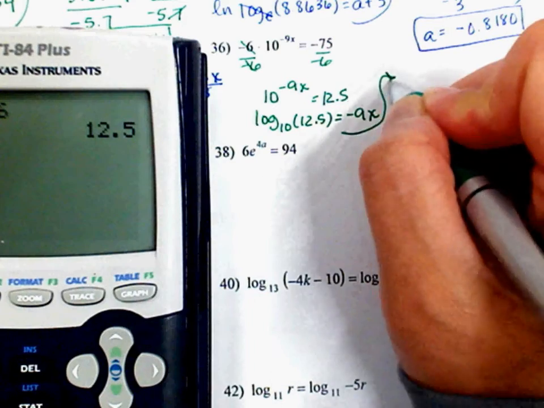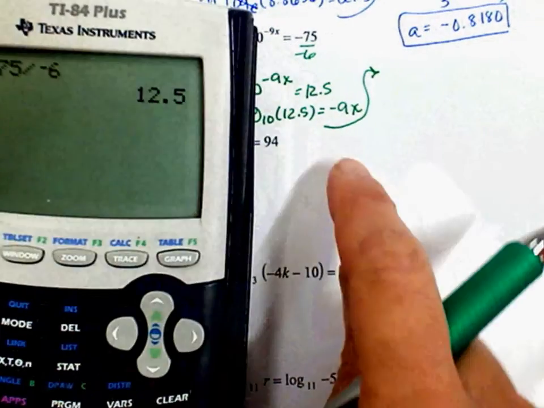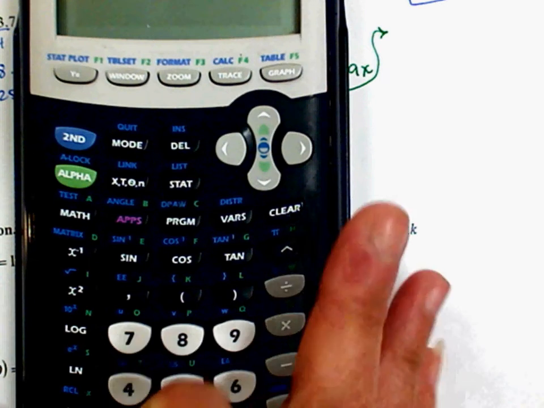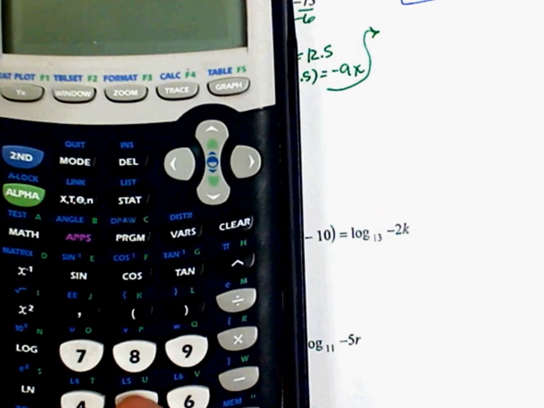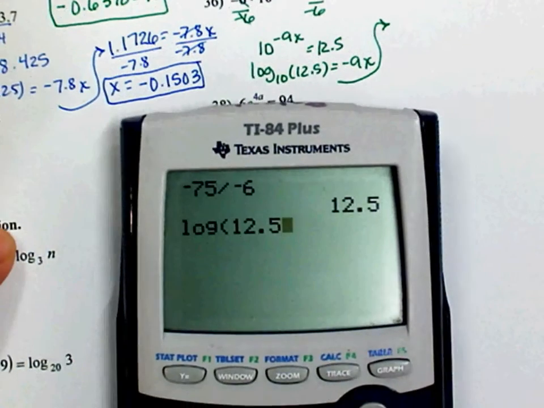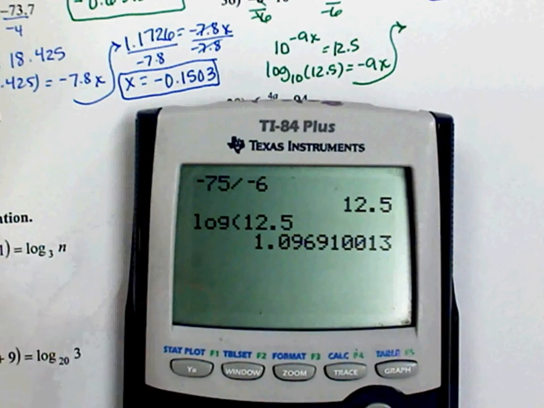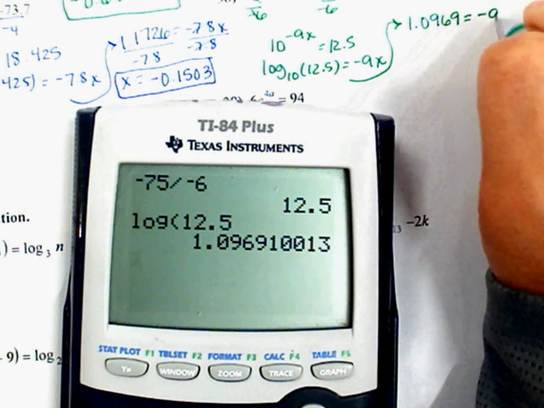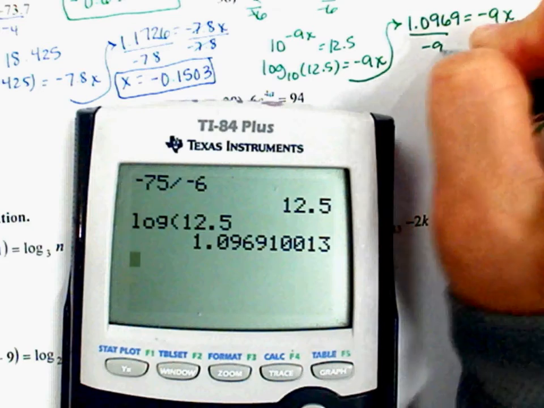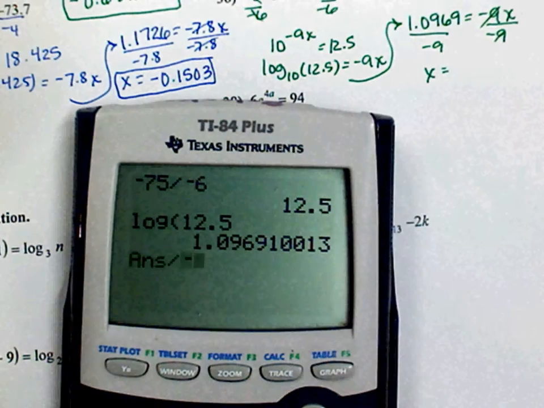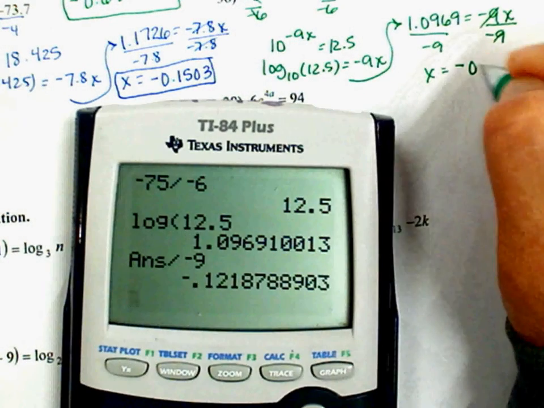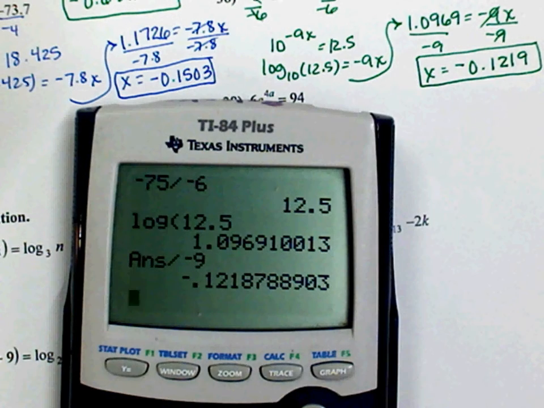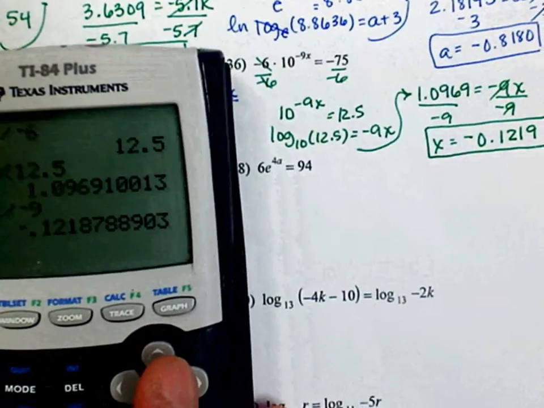Okay, now notice it's a base 10. So base 10, you can just use this button right here. So log, okay, my base is 10, 12.5. Just like that. See it? Because that's an understood base 10. So this comes out to be 1.0969 equals negative 9x. Divide both sides by negative 9. Comes out to be negative 0.1219. Alrighty. And there's number 36. Okay.